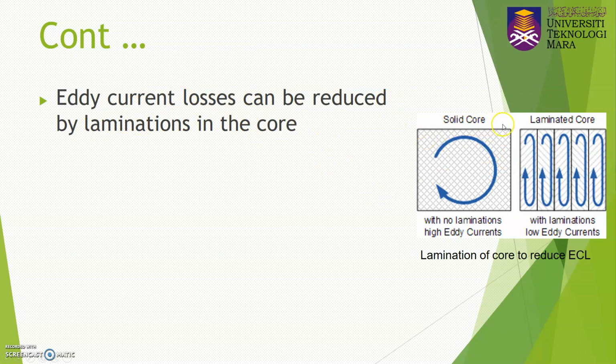So you see here you have a solid core with no lamination, so you have a high eddy current. In order to reduce the eddy current, the engineer came up with the idea of doing lamination in the core. So the core is sliced into every single slice here. When we laminate it, the lamination will produce low eddy current. So here, low eddy currents.